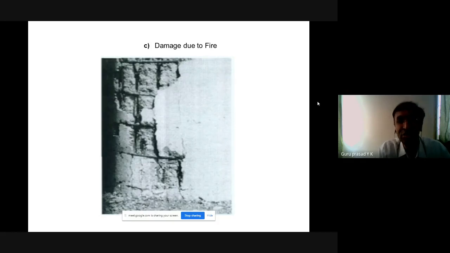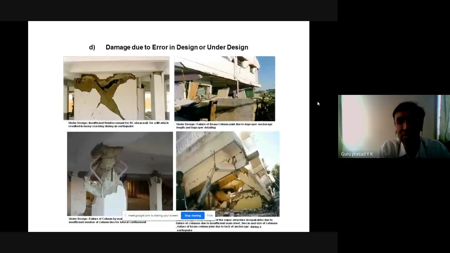Now, damage due to error in design. You would see these are also pictures of the buildings in the Bhuj earthquake, which have been designed. In some cases, you would see the columns have not been provided with, this is an error in design.